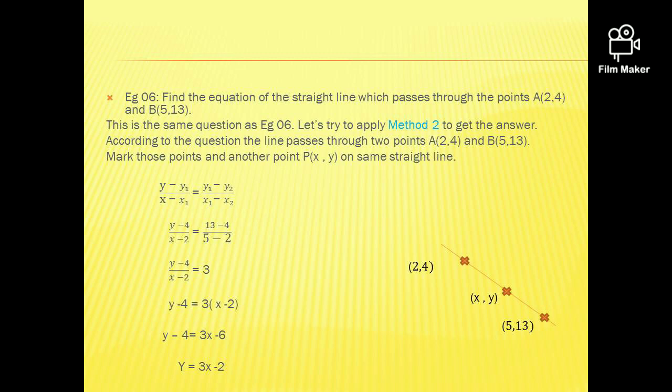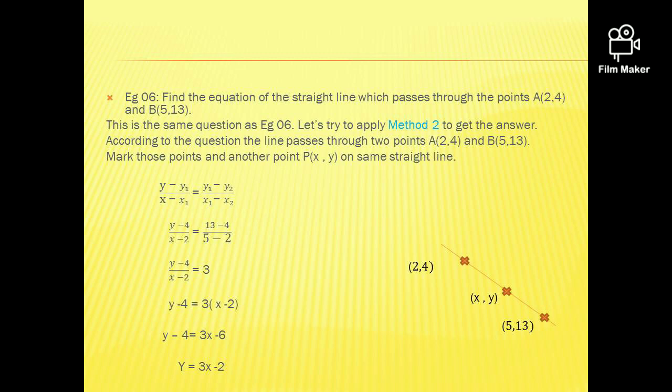Then equate the gradient between 2, 4 and 5, 13 to the gradient between 2, 4 and x, y. Or you can use any other 2 points as well, it doesn't matter, but generally we try to do it in that way. The gradient between the 2 points 2, 4 and 5, 13, how do you obtain it? You can write 13 minus 4 divided by 5 minus 2. The principle we have used is gradient equals y1 minus y2 divided by x1 minus x2. Then you will obtain 13 minus 4 divided by 5 minus 2 as 3.